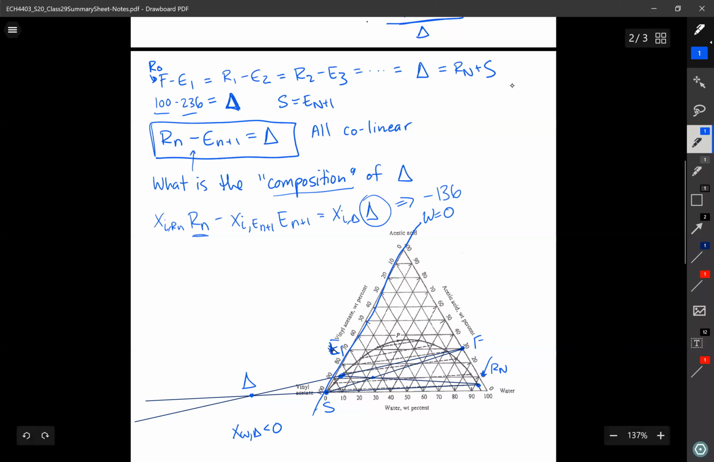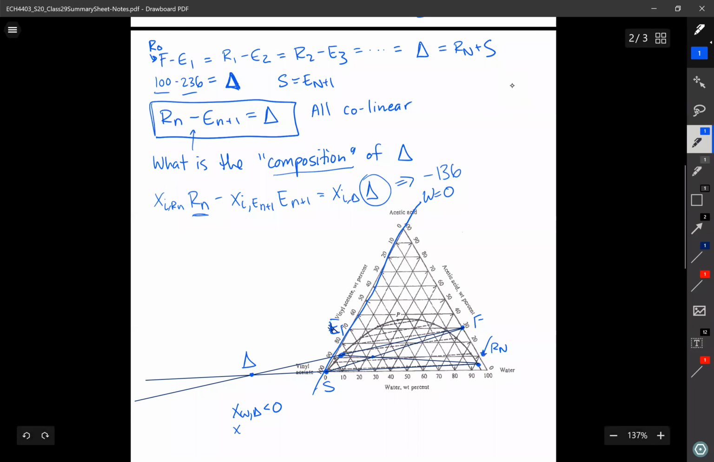but for the purposes of the delta point, it's not like a physical thing, right? It's just a tool that we're using to solve material balances a little bit easier. Just graphically, I can look and say that x acetic acid of the delta point is approximately equal to 0. And then x of vinyl acetate for the delta point has got to be greater than 1, because vinyl acetate equals 100 is on this line and moving upwards as I go that way.